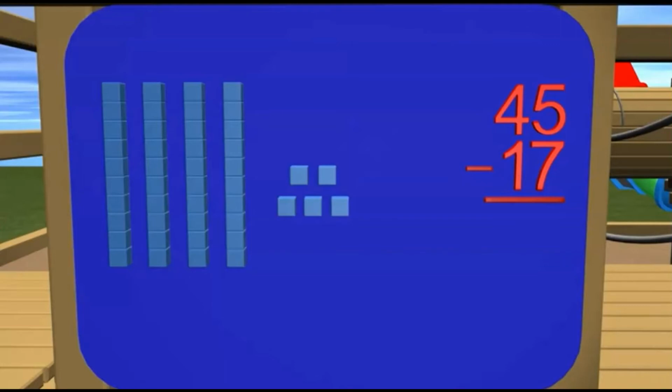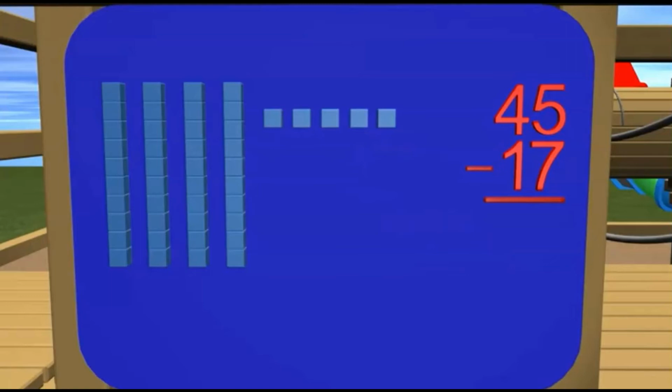How many ones do we need to subtract? We need to subtract 7, so let's do that. 1, 2, 3, 4, 5. Wait a minute. We can't take away 7 ones because we do not have 7 ones to take away. To solve this problem, we need to regroup.